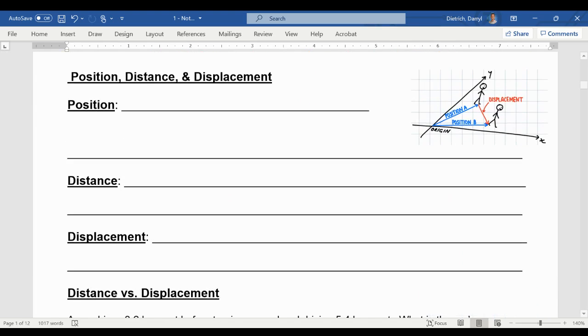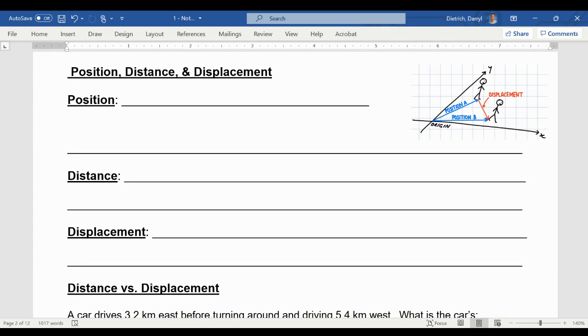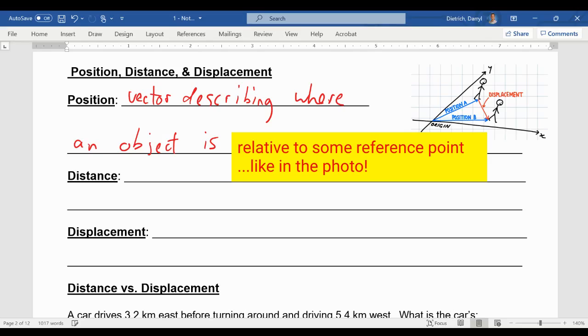Moving on, we'll talk about the difference between position, distance, and displacement. These are three important words when we're talking about where things are. When we're talking about the position of something, it is a vector describing where an object is. In this diagram at the left, position A is just a vector describing where it is relative to some reference point.